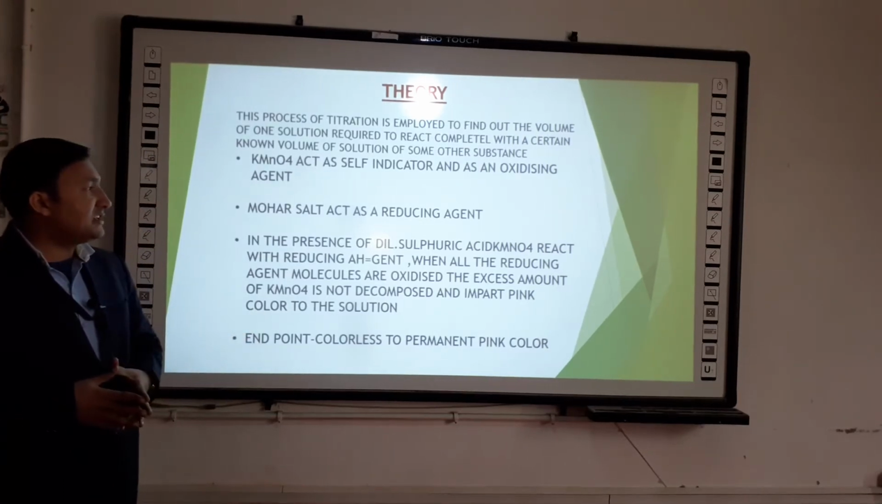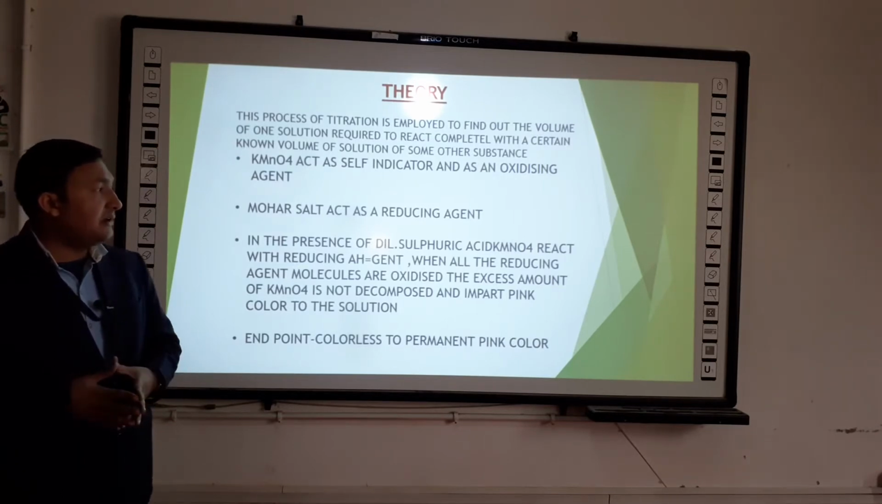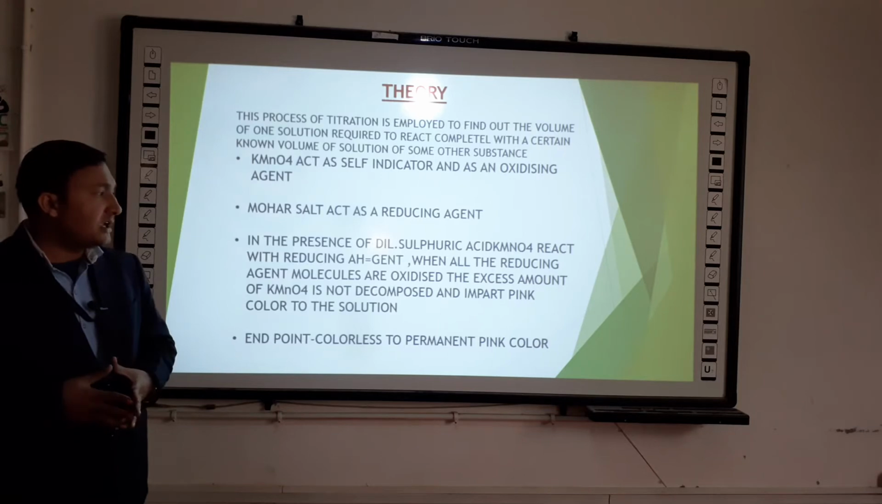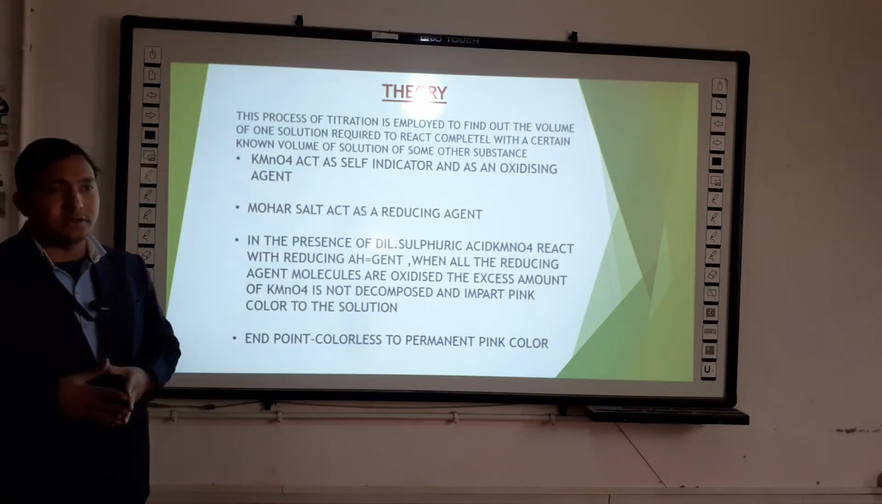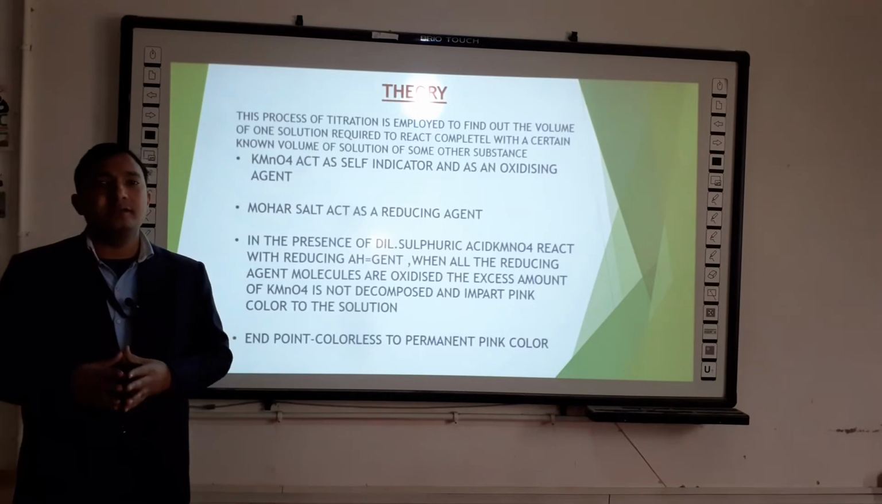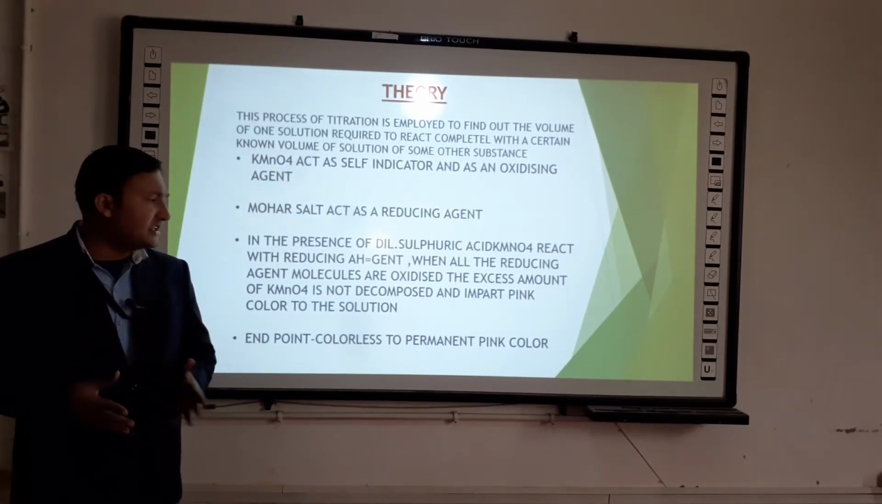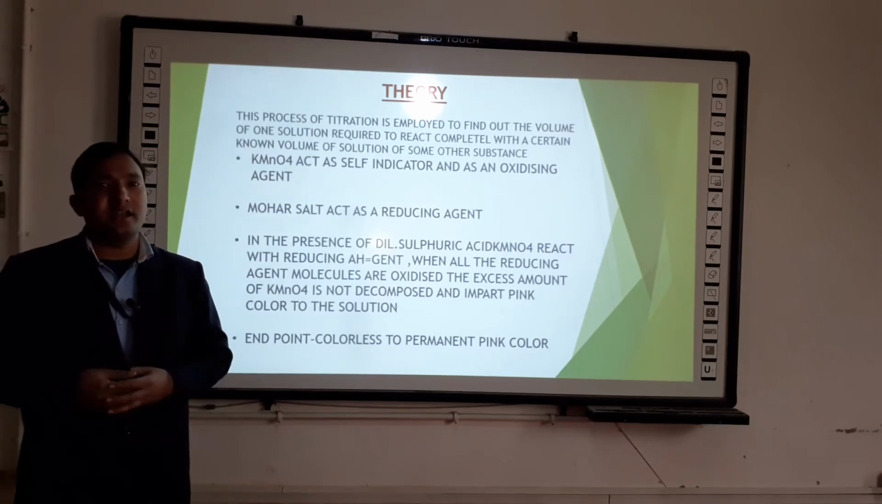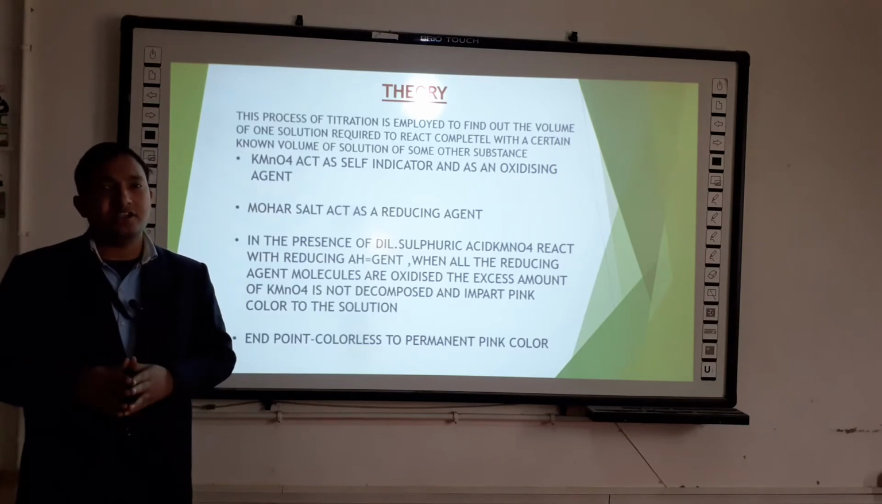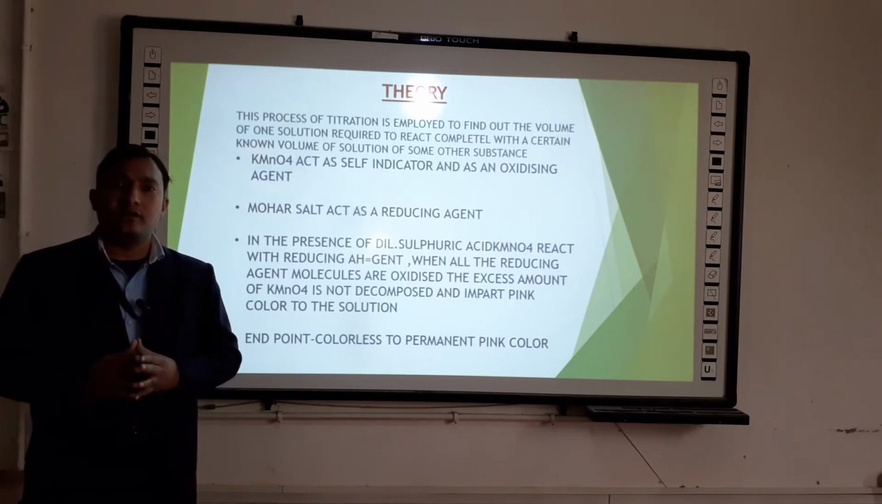The third point is that in the presence of dilute sulfuric acid, acidic KMnO4 reacts with the reducing agent, and when all the reducing agent molecules are oxidized, the excess amount of KMnO4 is not decomposed and imparts a pink color to the solution. What I mean to say is, when you perform the experiment, oxidation and reduction occur together, and when the KMnO4 is a little bit more, a single drop more, which is considered the end point, you will definitely get the pink color. That pink color indicates that the reaction has been completed, and this will be your end point, or in simple words, this will be your particular reading.